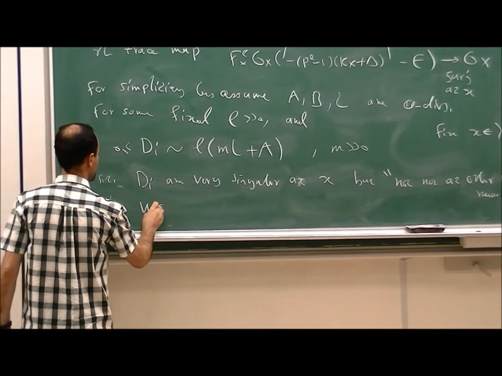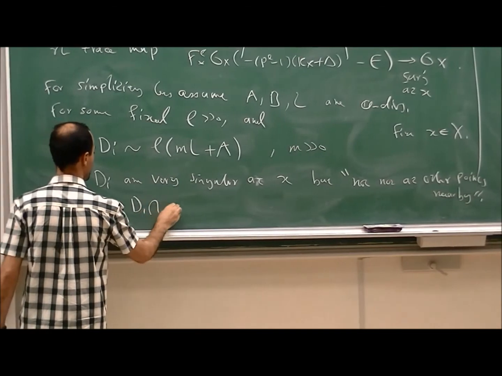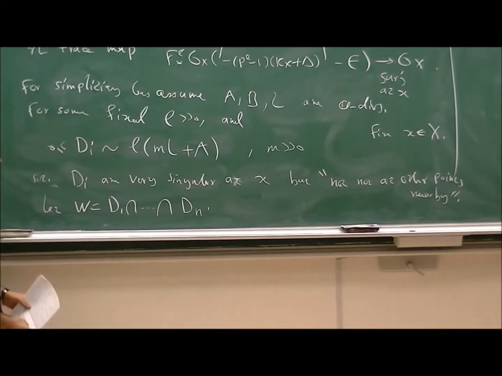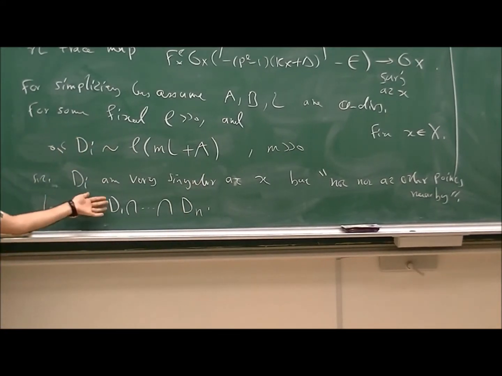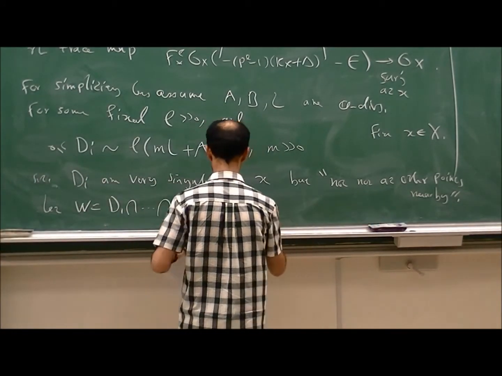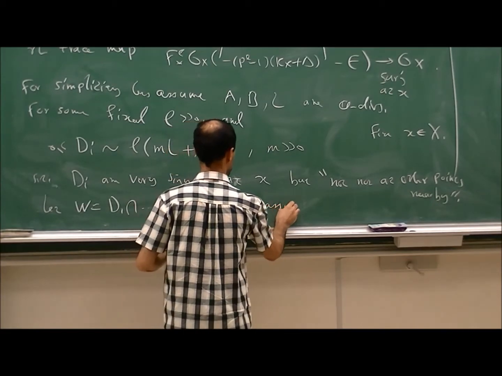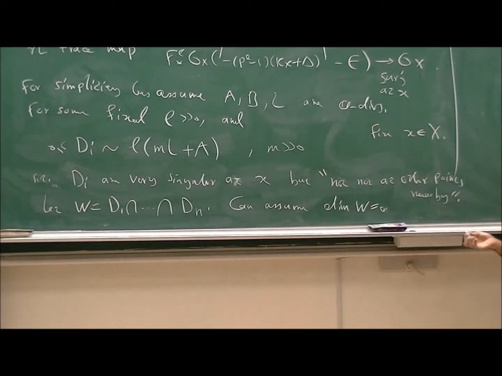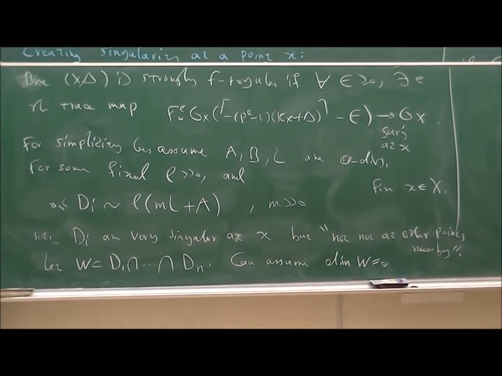Now, let's take W to be the intersection of the D1 through Dn. So you can assume that the divisors don't have any common component, so that it becomes a zero-dimensional object. However, this is not just a point, it has a scheme structure. When you intersect all these divisors, you will have multiplicities, and this is what is called a fat point. It's a point, but it also has some non-reduced structure.